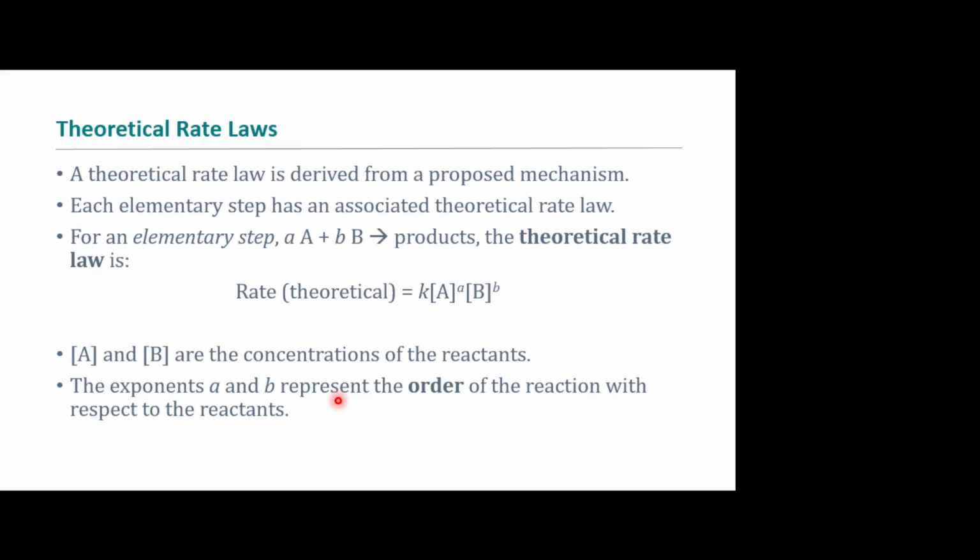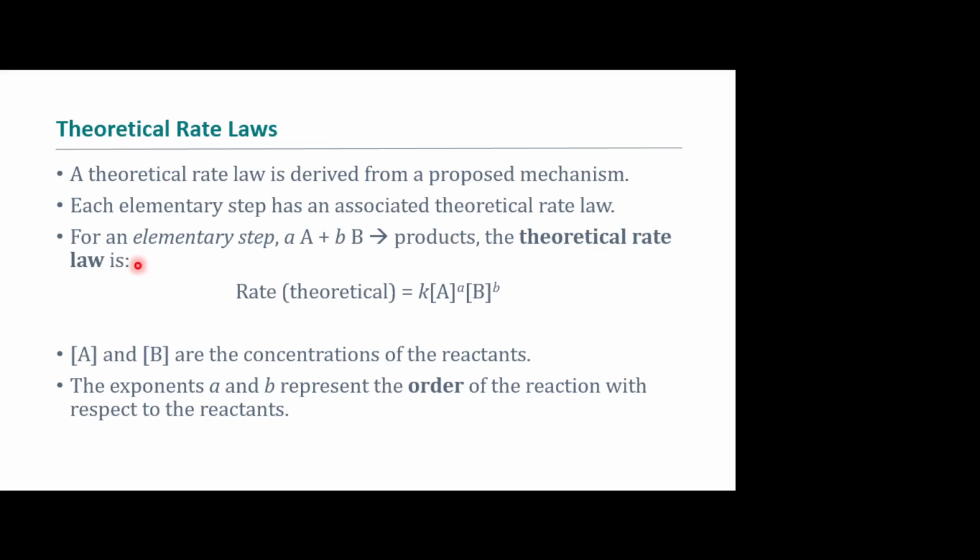Okay, so let's talk about theoretical rate laws. So a theoretical rate law is going to be derived from a proposed mechanism. It's actually one of the ways that you would test a mechanism: you would see if your proposed rate law actually follows real-world data for that reaction. So each elementary step is going to have an associated theoretical rate law. For an elementary step, we would have this right here, coefficient times the reactant species, plus coefficient times the reactant species. And this is going to end up giving you your products on the other side of that.